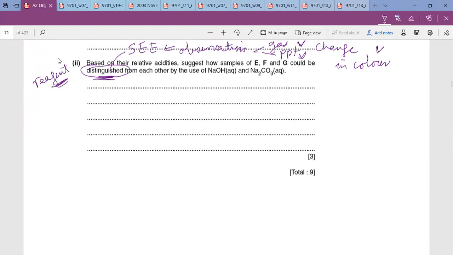Now they say, here also one more thing. Solubility also can. It will dissolve. Dissolve means it will react. So there are four ways to see whether a reaction occurs or not. So by the use of two reagents here, aqueous sodium hydroxide and sodium carbonate. So 3 marks.